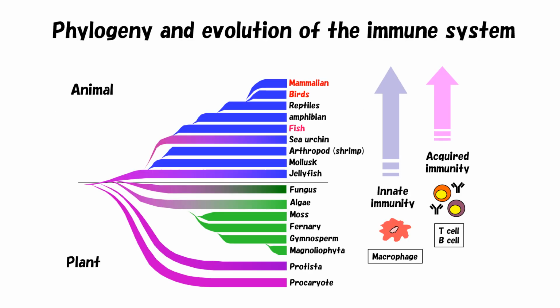All living creatures have an immune system without exception. This figure is the modification of the phylogeny, with animals at the top and plants at the bottom. Animals are listed from higher to lower animals. All these animals have an immune system, known as innate immunity. This means that innate immunity enables basic biological defense. However, a new immune system called acquired immunity develops in vertebrates, that is, animals with a backbone. So, humans have two immune systems.